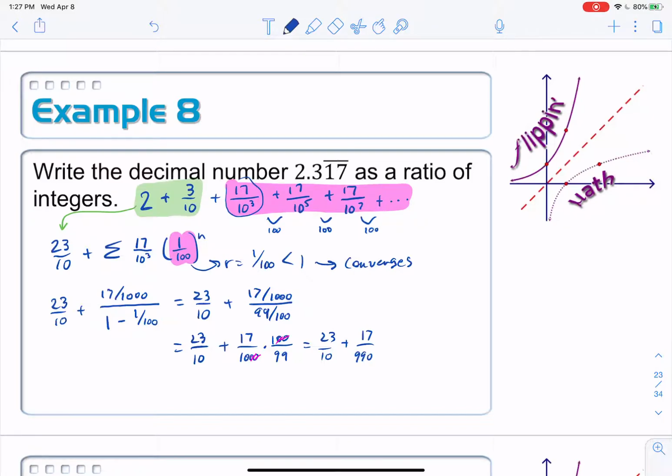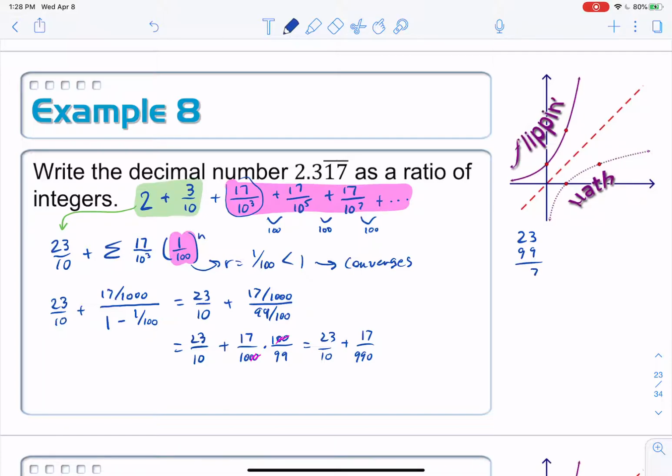All right, now I have to add these two fractions, which means, of course, that I need a common denominator. Well, the common denominator is going to be this bigger number, because 10 goes into 990. So to get the fraction on the left to have a bottom number of 990, we need to multiply the top and the bottom by 99. So I'll do that right over here in the margin. So it's 23 times 99.